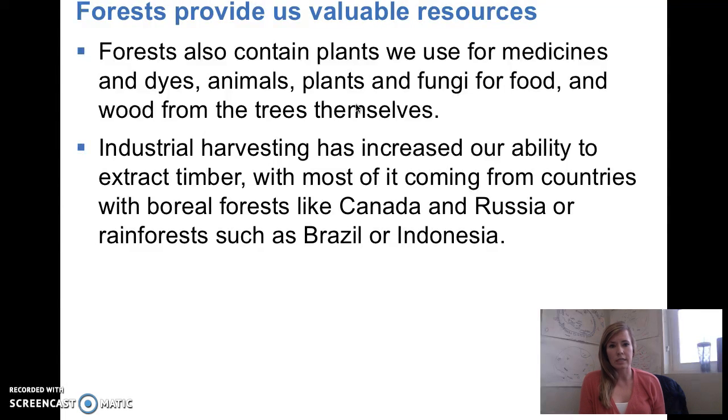And industrial harvesting has increased our ability to extract timber, meaning that we now have more technology that allows us to get wood more easily, with most of it coming from countries with boreal forests like Canada or Russia, or rainforests such as Brazil or Indonesia.